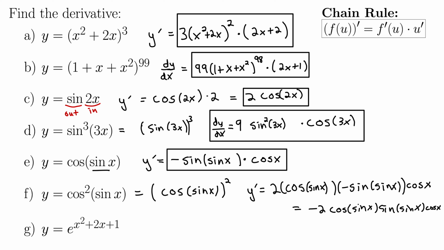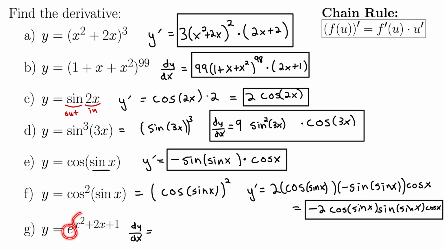There you go. And for part G, the last one, we have y equals e to the power of the quantity x squared plus 2x plus 1. All right, so let's do the derivative. We'll say dy dx is then, here we have our outside function, which is simply e to the whatever. So there's our outer, and our inner is all this x squared plus 2x plus 1.